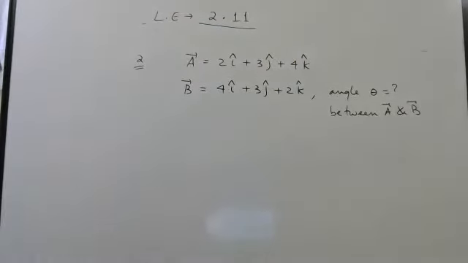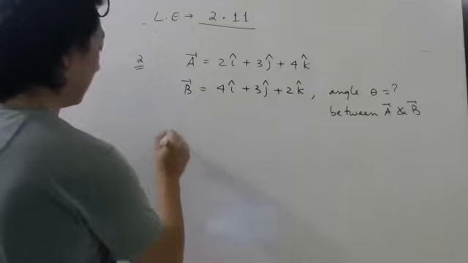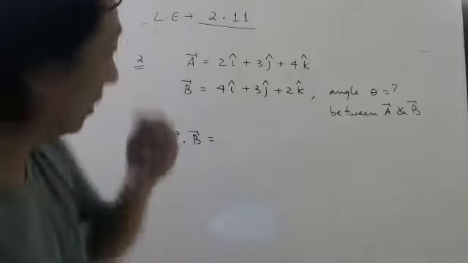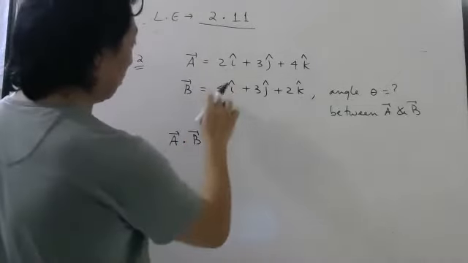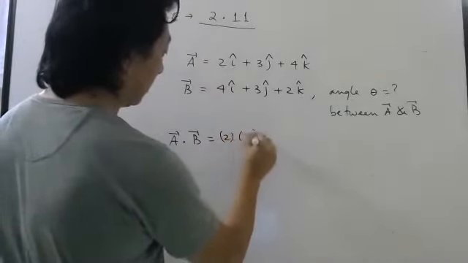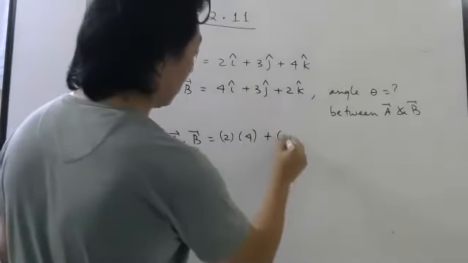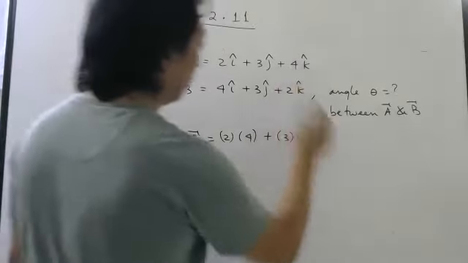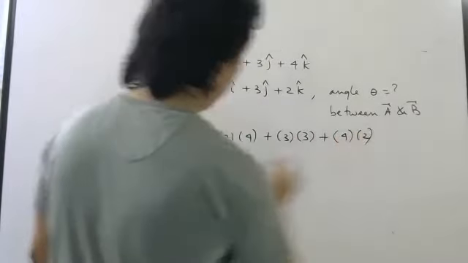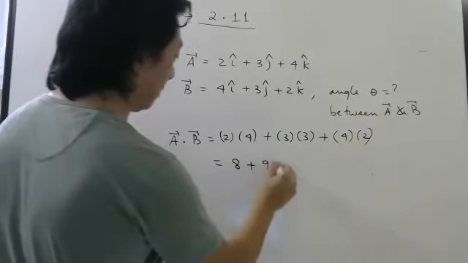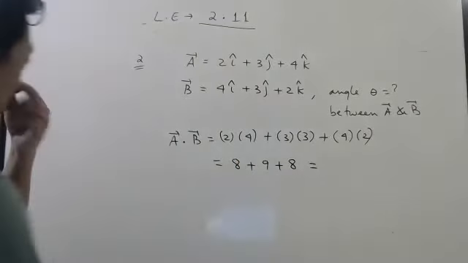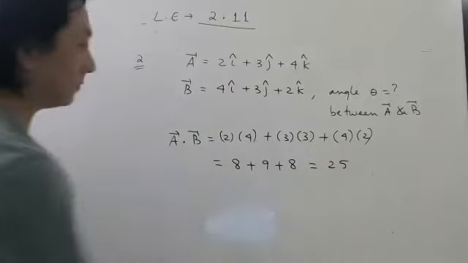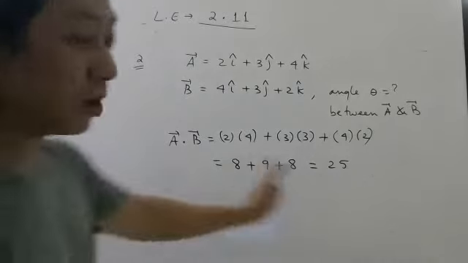Fine? Okay. First thing what you do is find A bar dot B bar. You know how to do already. So AX BX, 2 into 4, 8, plus 3 into 3, 9, plus 4 into 2, 8. So this will be 8 plus 9 plus 8. How much will it be? 16 plus 9, 25. Correct? Check once. Okay. So this is the dot product, right?